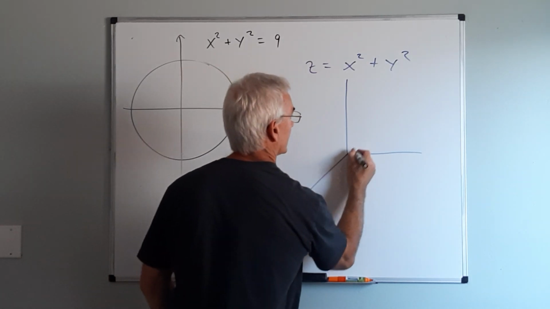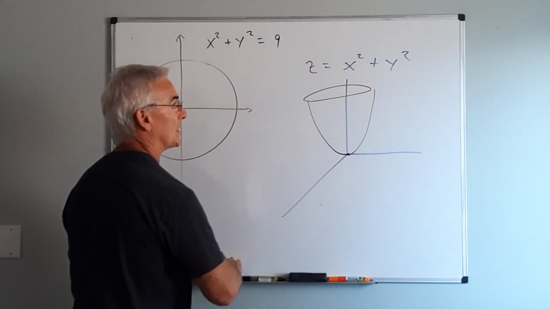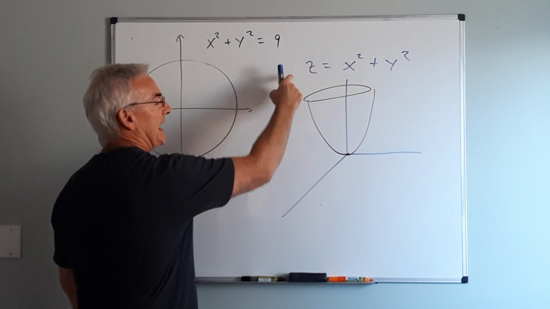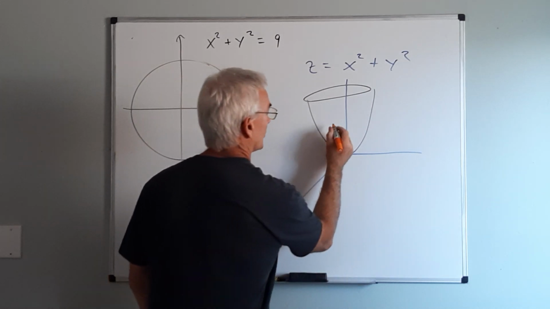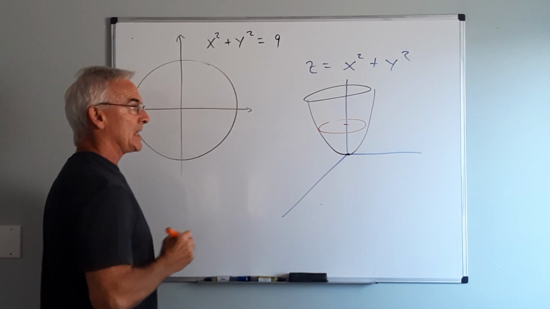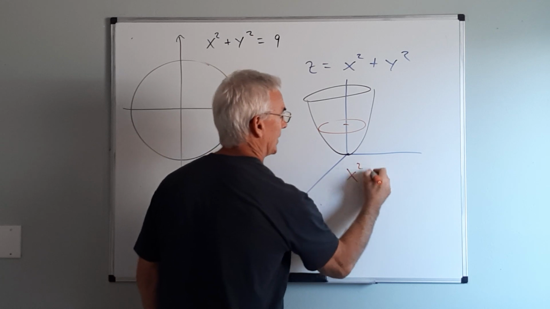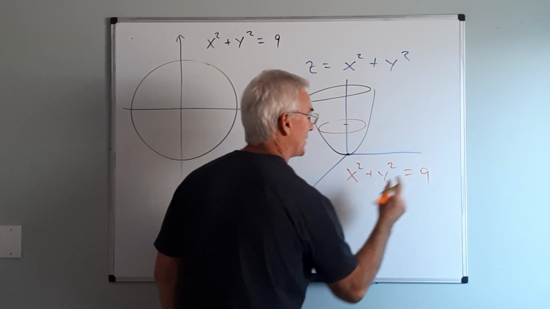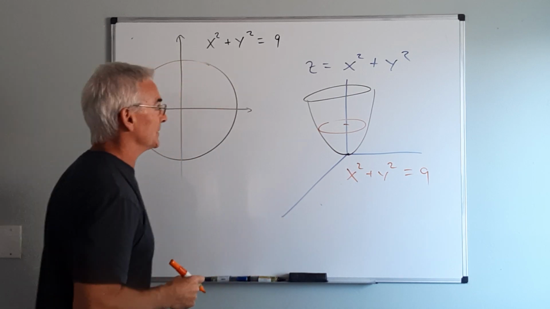This would be a circular paraboloid, okay? So what if I said, consider this, and let's pick the value of z that is say 9. So let's say right there, we are 9 units high. Then this circle that I've just carved out is the circle x squared plus y squared equals 9. Not a cylinder, it's the actual circle in 2 dimensions.